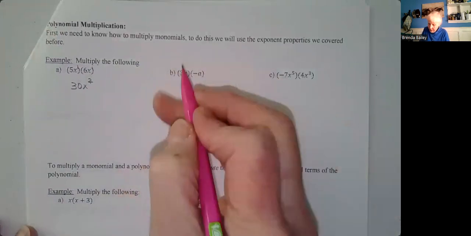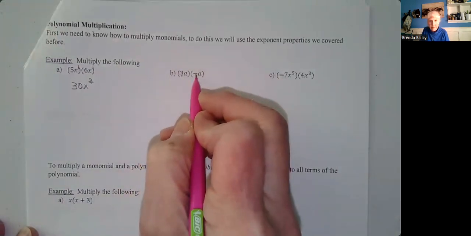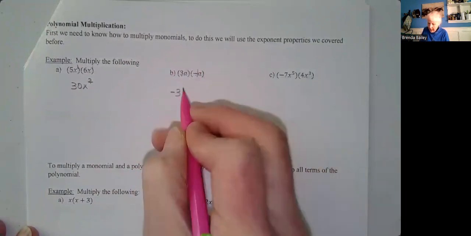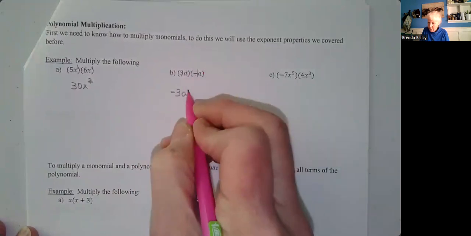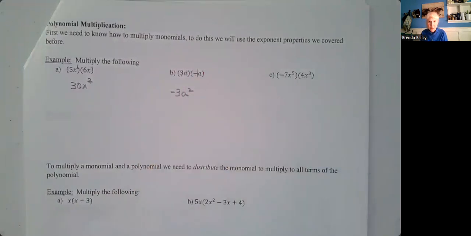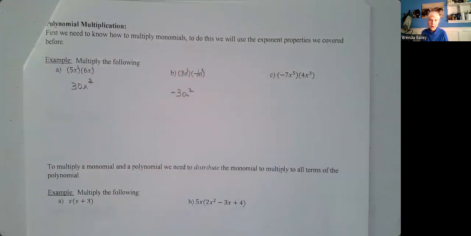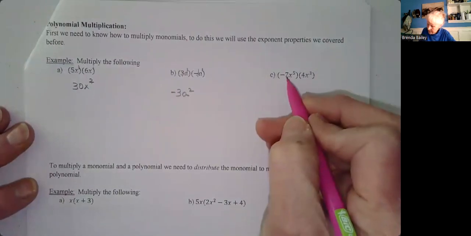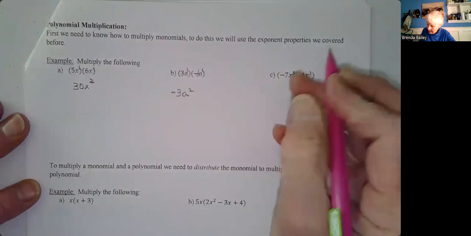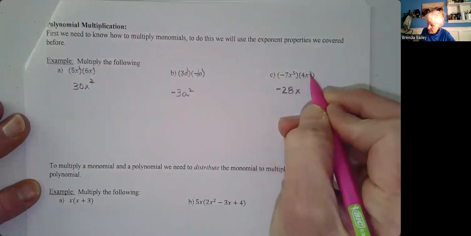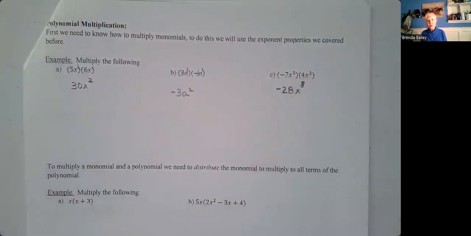This one, 3 times a -1 is a -3. There's a 1 there. 1 plus 1 is 2. So -3a squared. Those are 1s there, and you add them using our product rule. Okay, C, -7 times 4 is a -28. X, 5 plus 3 is 8. Okay, so we're multiplying some monomials together and we get a monomial.